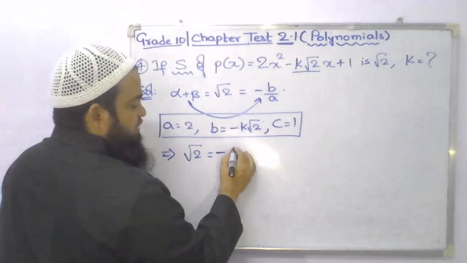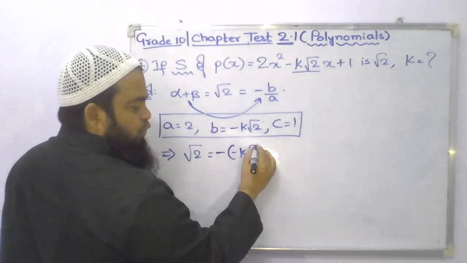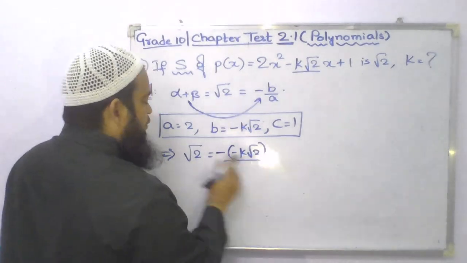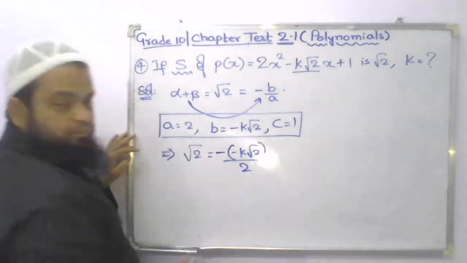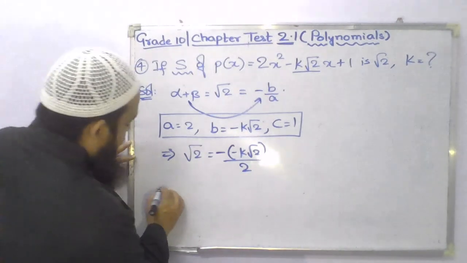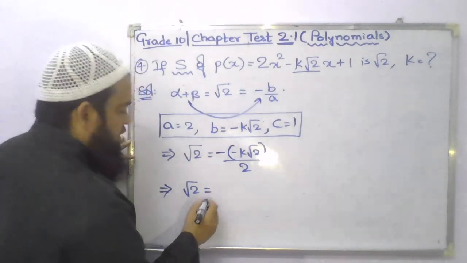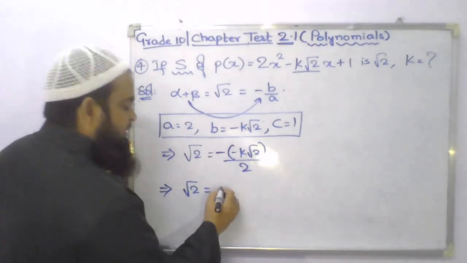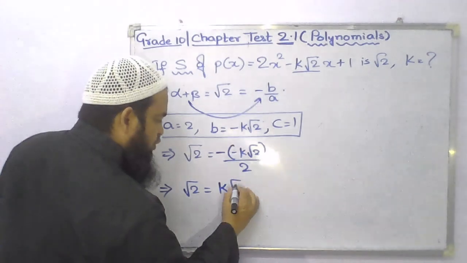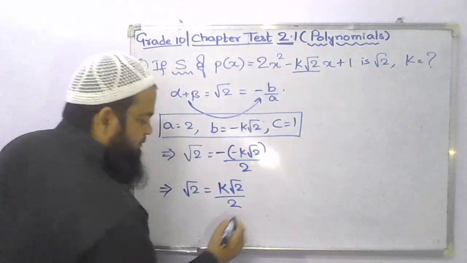Minus what is b? Minus k root 2. Divided by what is a? 2. Is it right? So now let us see, that implies root 2 is equal to minus into minus plus k root 2 divided by 2.